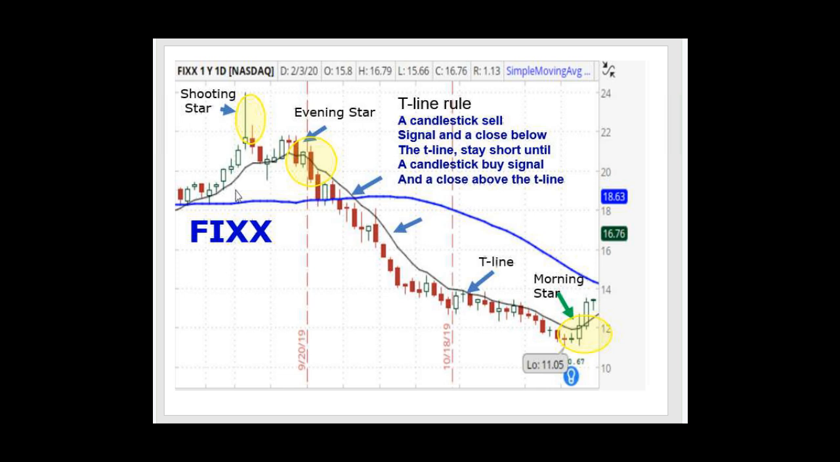Roger Scott says there's 64 defined candlestick signals and patterns. That's a great book, except I don't know who Roger Scott is.